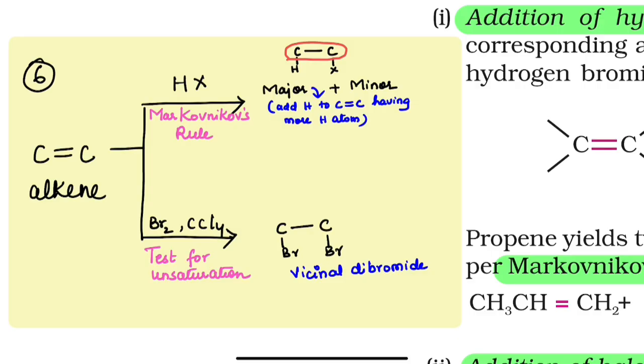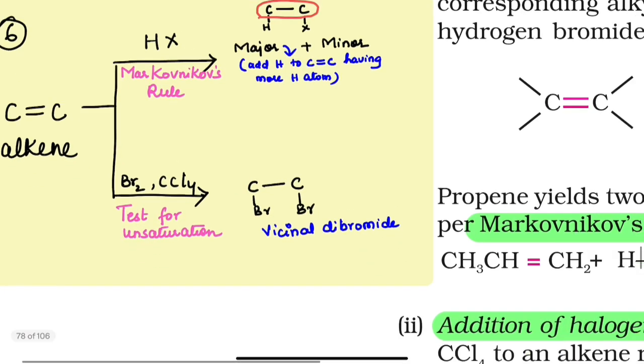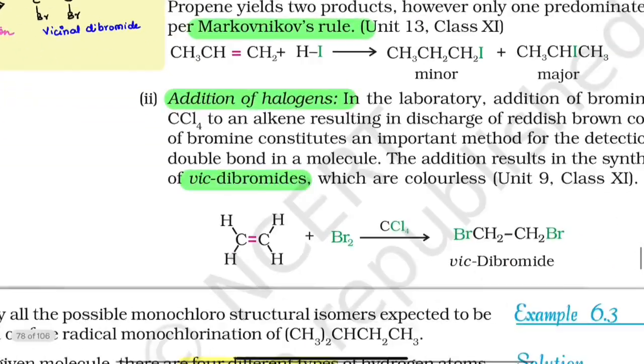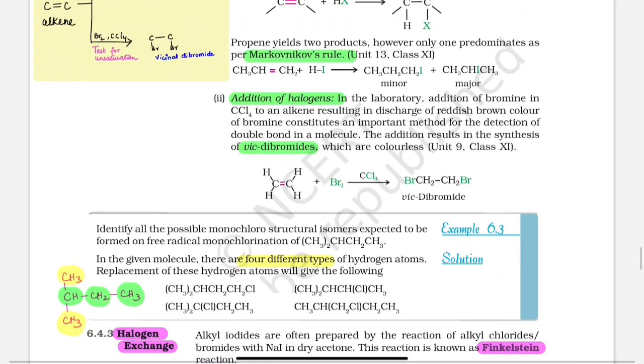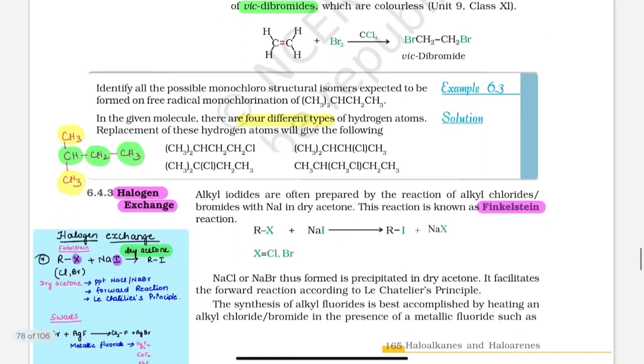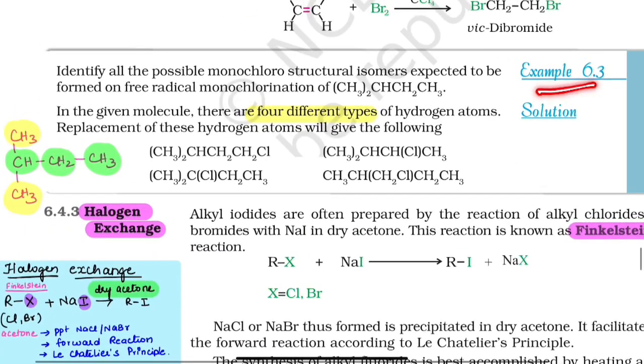So what happens is the double bond will break and you have to add one bromine to one carbon atom and one bromine to the other carbon atom. So that is addition of halogen. So see here, it becomes vicinal dibromide. So next we will go for the example.